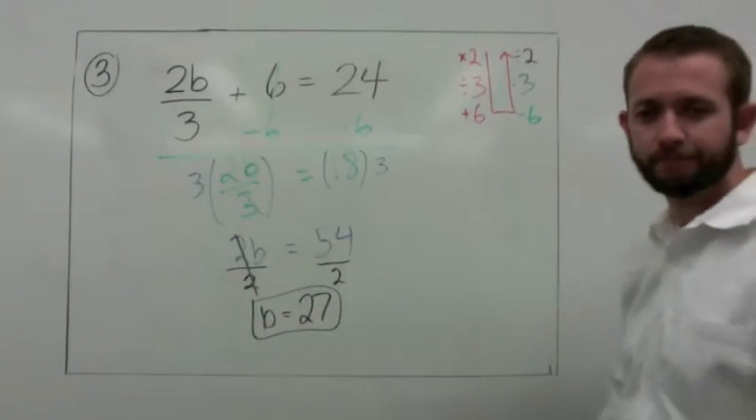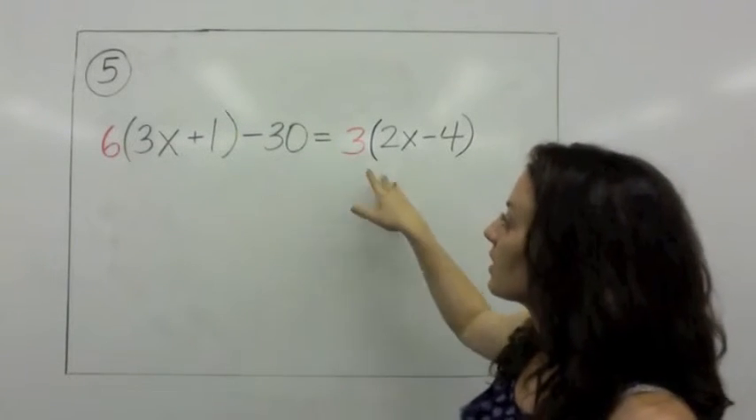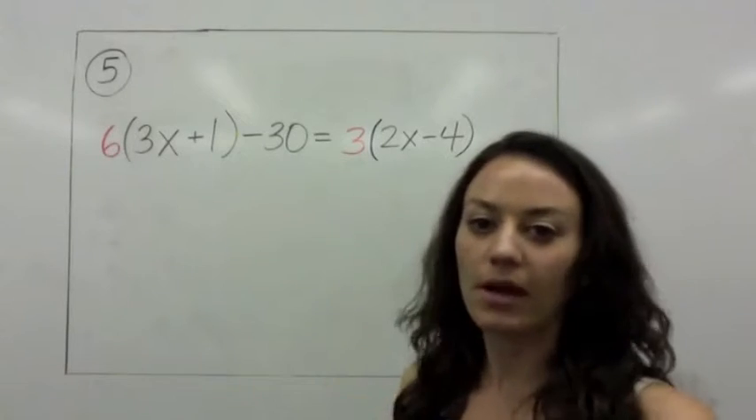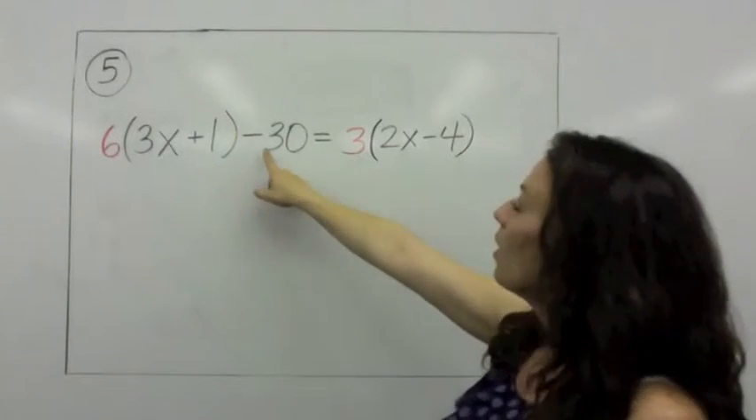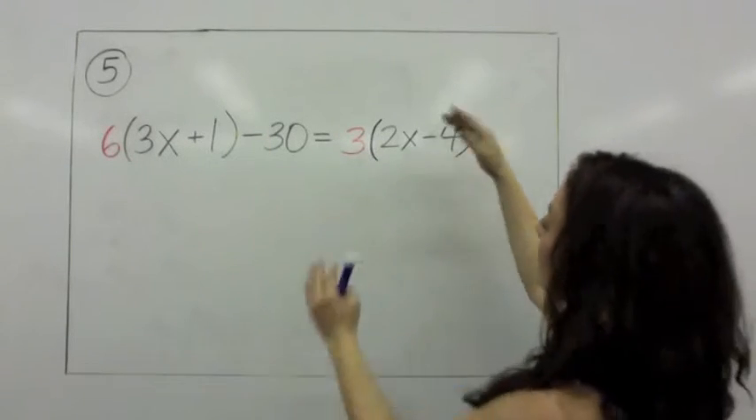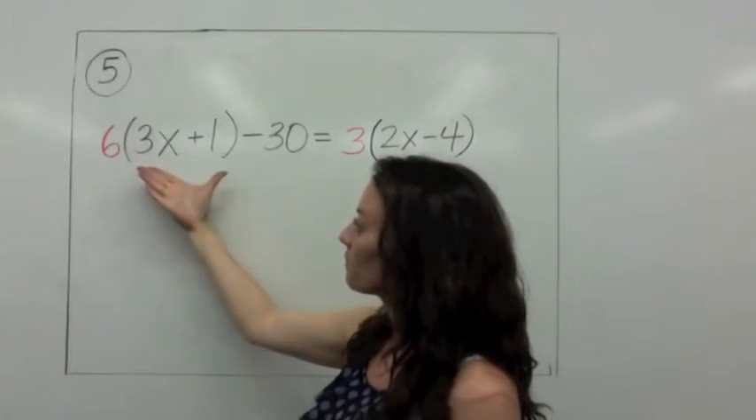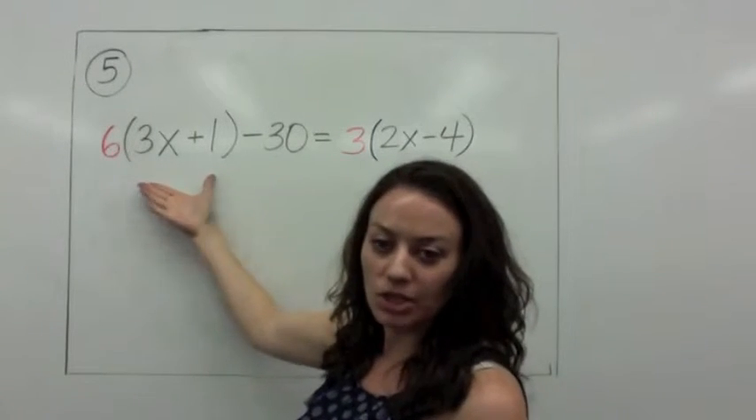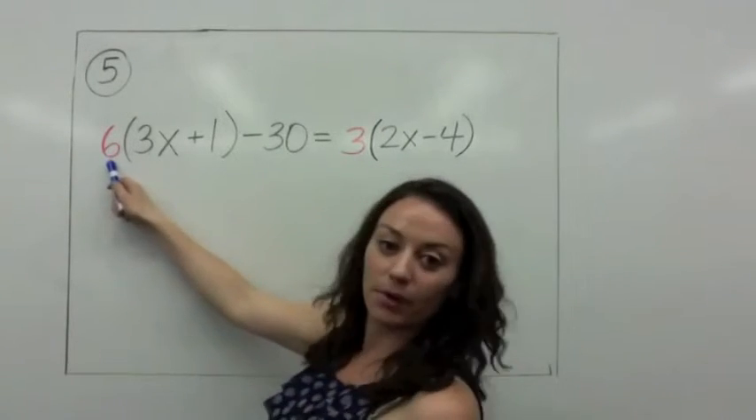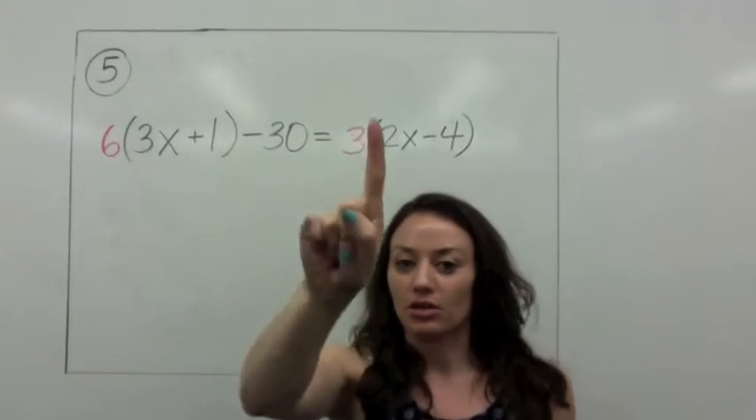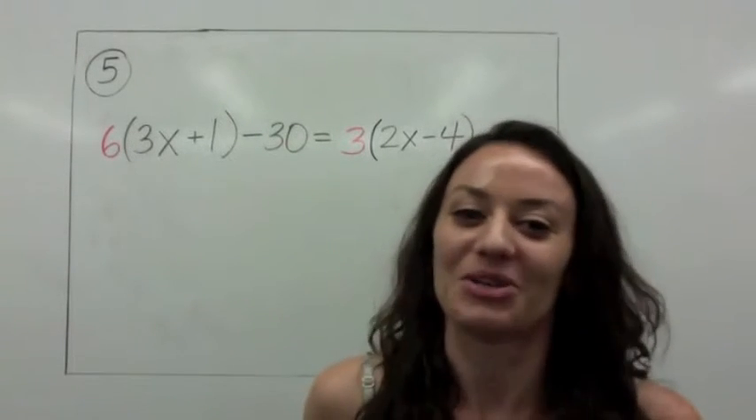That's it. So now we're going to do an example where there are variables on both sides of the equal sign. Okay? So it says 6 times the quantity of 3x plus 1 minus 30 equals 3 times the quantity of 2x minus 4. So we have parentheses here. If you remember order of operations, the first thing you do is parentheses. And when there is a number outside of parentheses, what are you supposed to do? You hold your finger in the air like this and you say, distribute, multiply. What did I do? Oh, you're going to do it again.